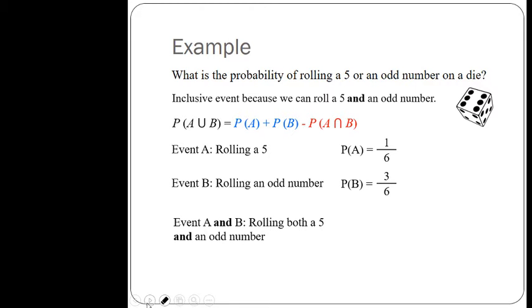Now we have to figure out the probability of A and B, or A intersection B. That means the probability of rolling both a 5 and an odd number.